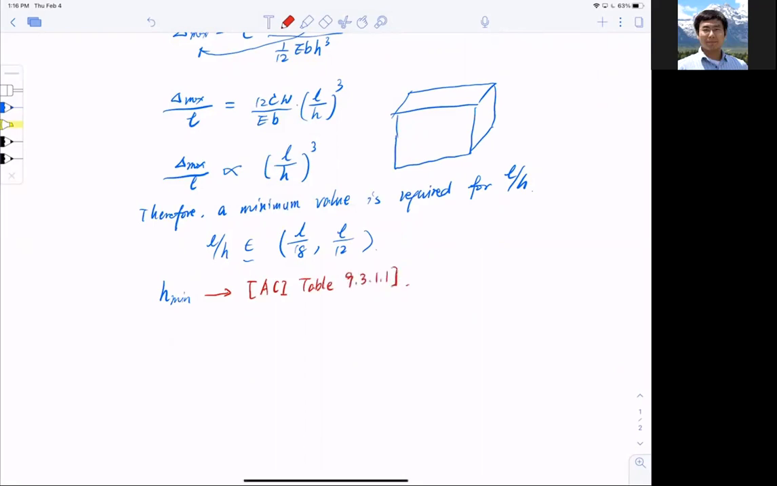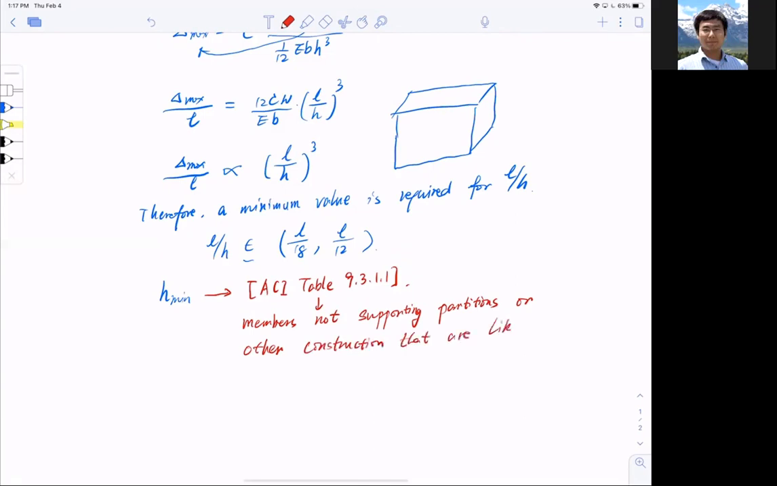9.3.1.1. Okay, all right. And it says that members not supporting partitions, okay, you can find a definition of that in the code, or other construction that are likely to be damaged by deflection.